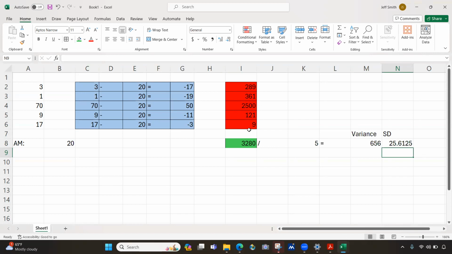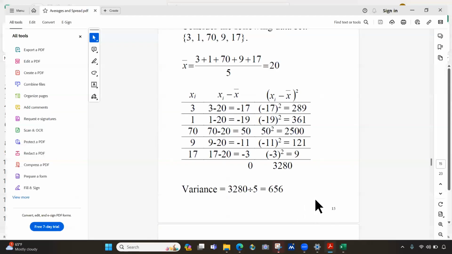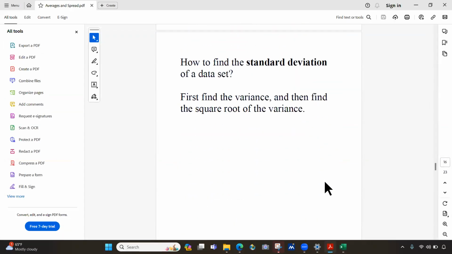If you have 5 numbers here in the red box, you're going to divide by 5. Whatever you get is called the variance. And when you find the square root of the variance, you're going to get the standard deviation. I'm going to check my answer just to make sure I don't mess up.